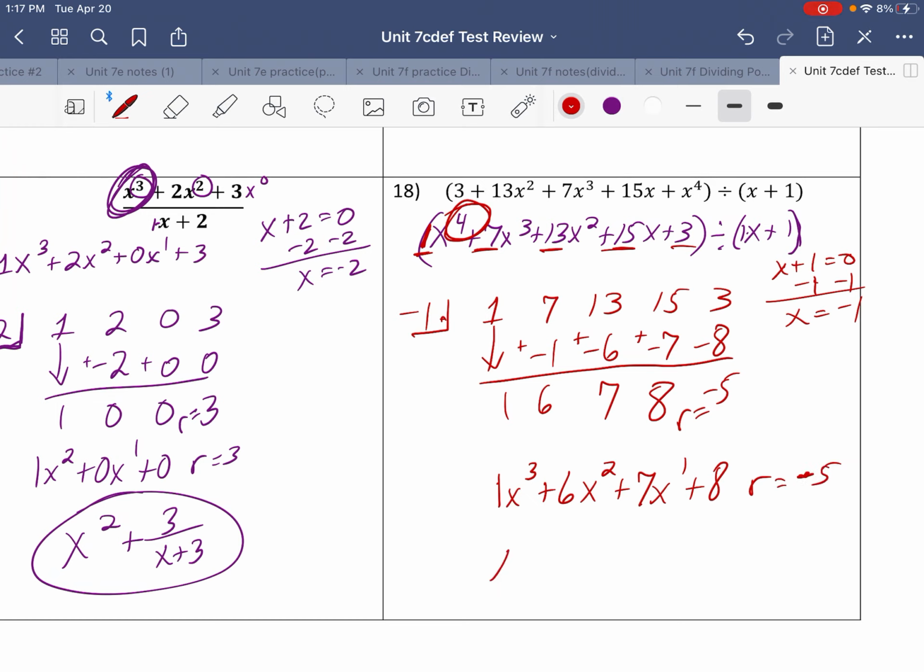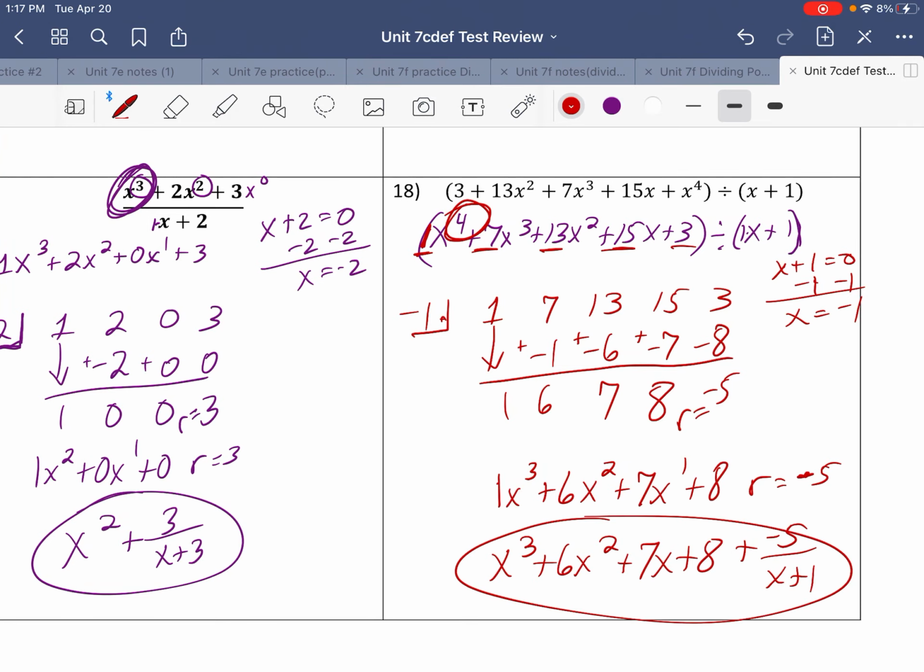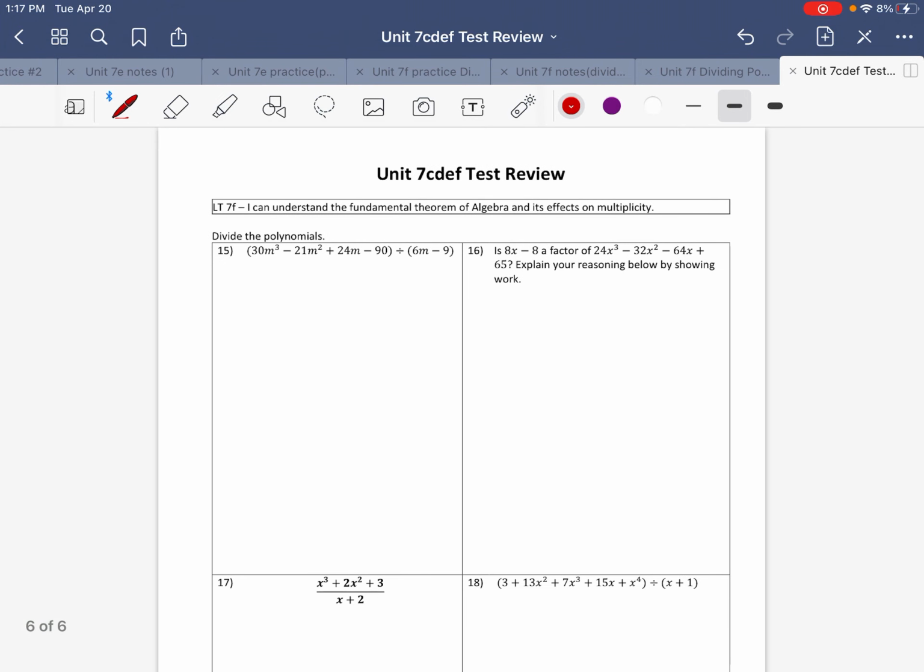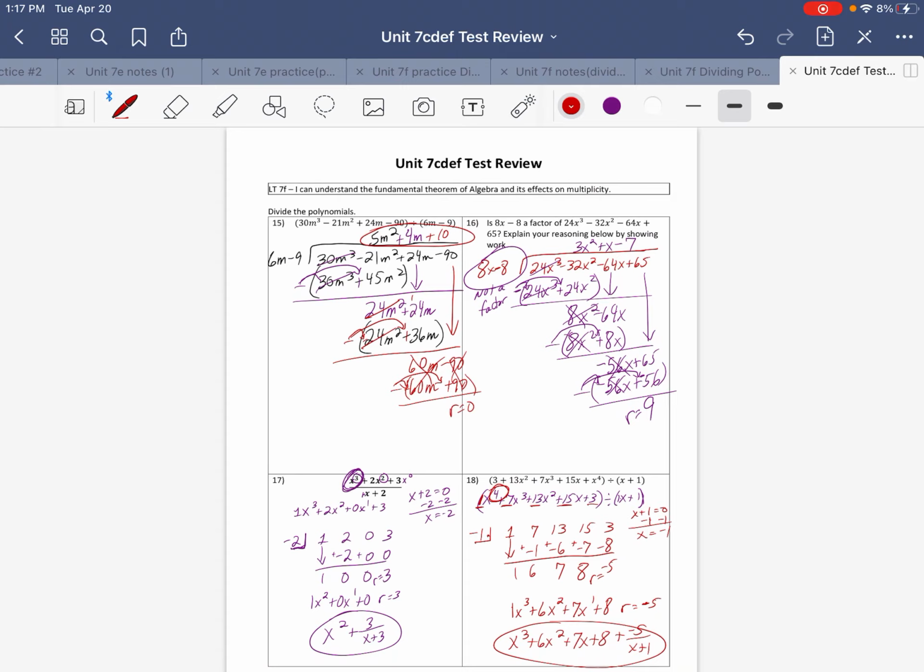And cleaning this up, we have 1 times x cubed is x cubed plus 6x squared plus 7x plus 8 with a remainder of negative 5, or you could have just minus 5 over x plus 1. And that is your test review.